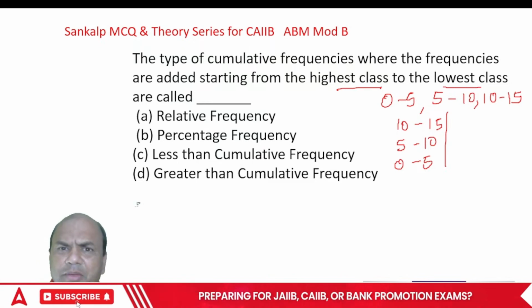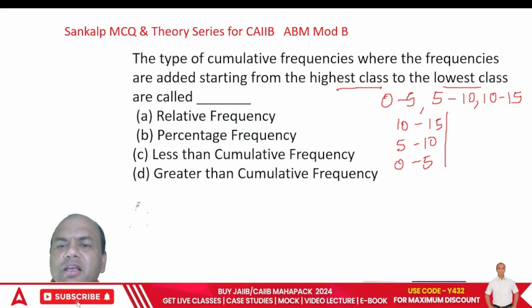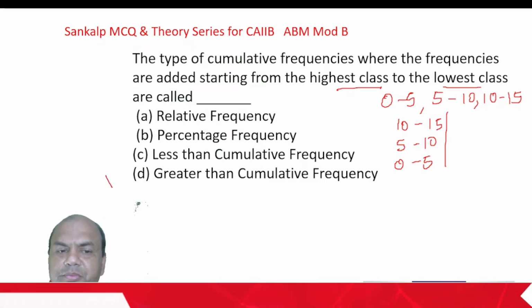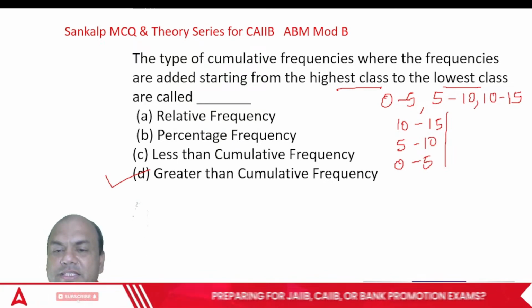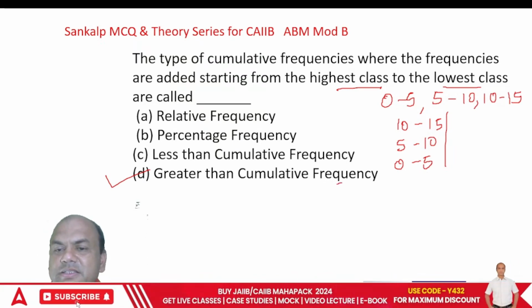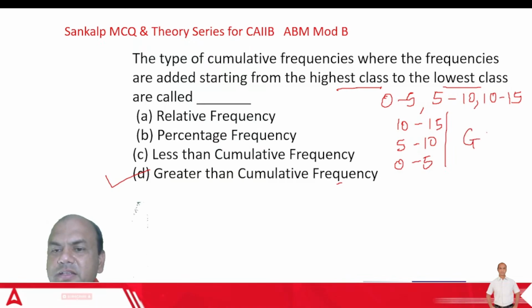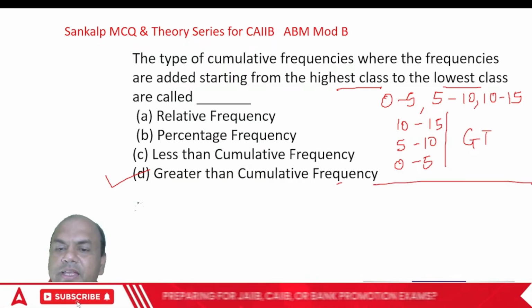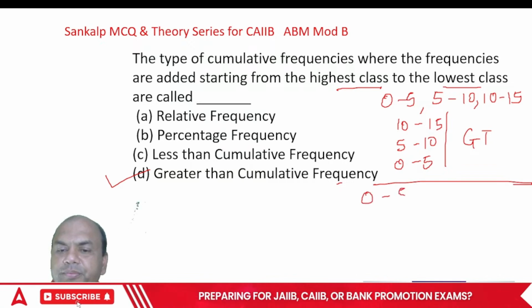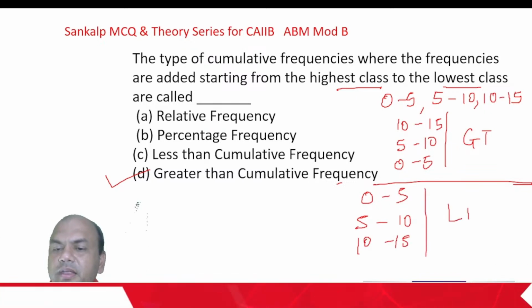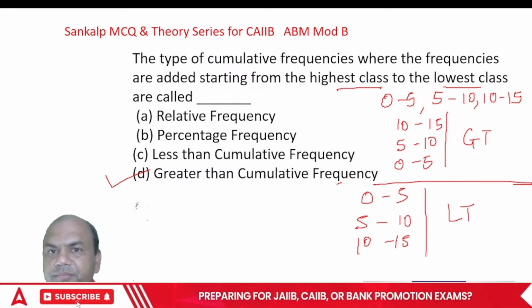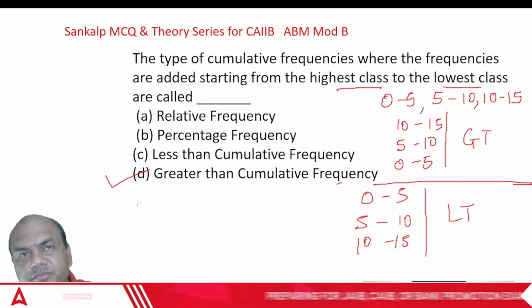The name itself is enough. What is the name? Where is it starting from? It is starting from the highest one. So that's why it is greater than, isn't it? If you are arranging it in this way, this is greater than, I'll write it over here, GT, okay? Greater than. And if I arrange it like this, 0 to 5, 5 to 10, 10 to 15, then what do I get? I get less than, LT. Got it clear?